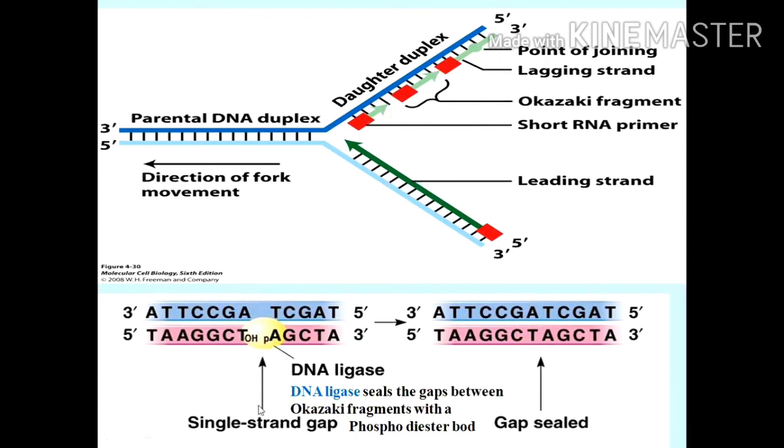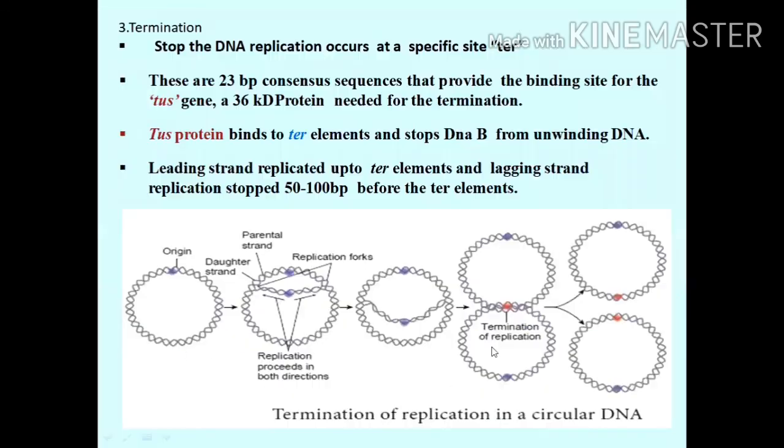Next we can see the DNA ligase enzyme, which joins together the two Okazaki fragments and fills the gaps between them. So this is the DNA ligase enzyme. DNA ligase seals the gaps between Okazaki fragments with a phosphodiester bond, between one nucleotide having a free hydroxyl terminus and another nucleotide containing a free phosphate terminus. Between these, a phosphodiester bond is formed and it makes a complete strand.